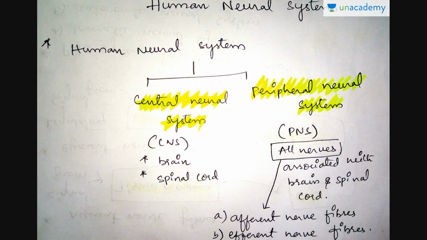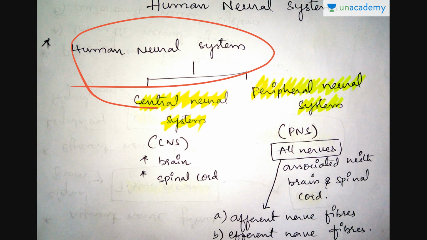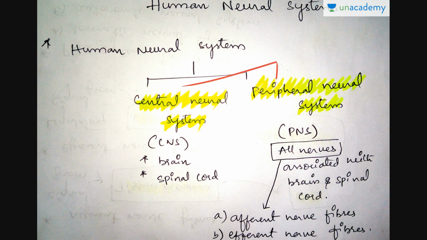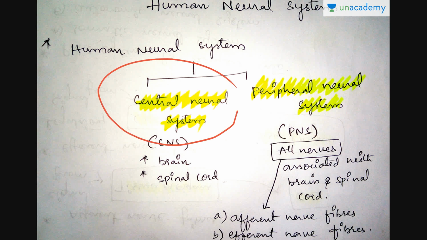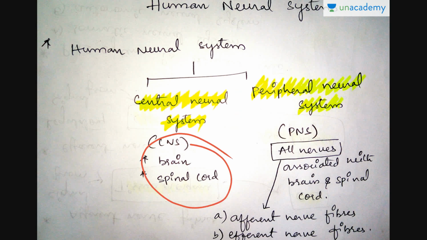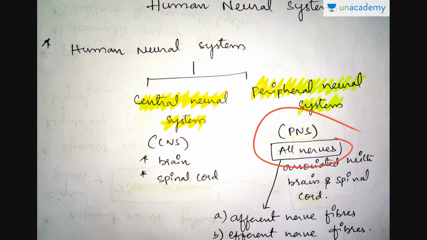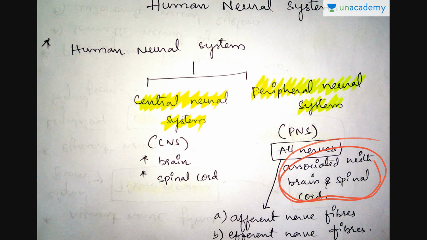This is Ashwath. Today we'll be discussing the human neural system or human nervous system. The human nervous system is divided into two types, central nervous system and peripheral nervous system. The central nervous system includes the brain and spinal cord, while the peripheral nervous system includes all the nerves that are associated with the brain and spinal cord.